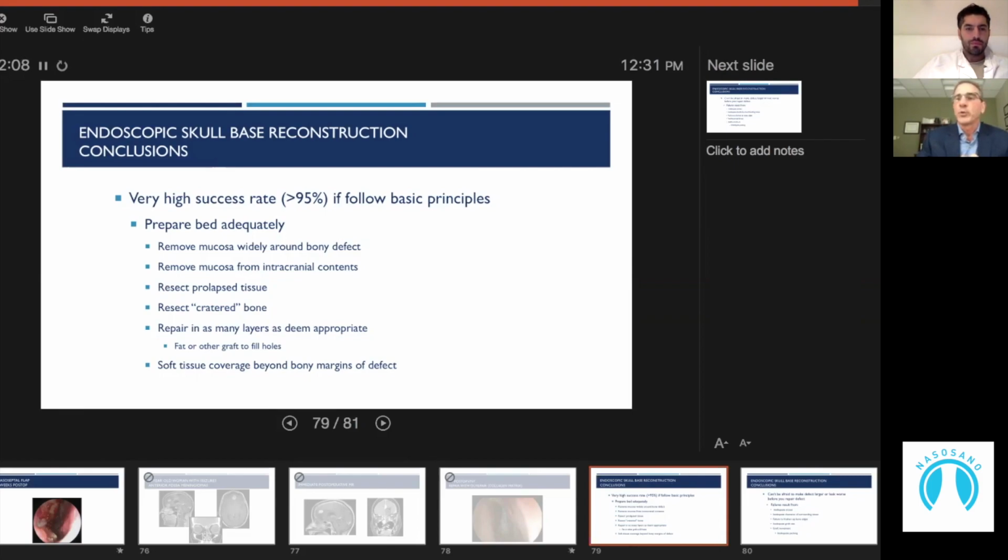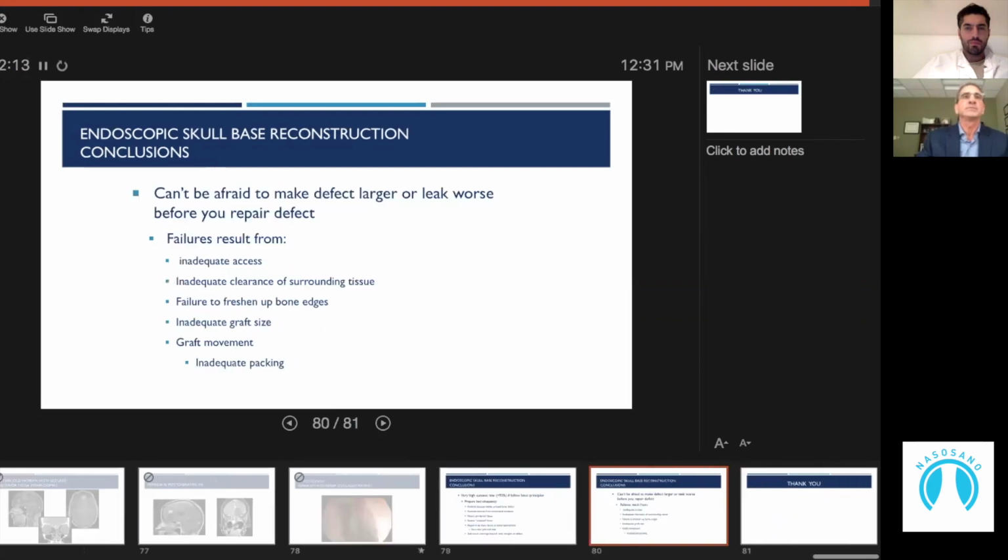The soft tissue reconstruction needs to extend well beyond the bone defect edges. We can't be afraid to make the defect larger. If you're afraid to make it larger, you're going to fail. If you're afraid to take a non-leaking defect and make it into a leaking defect, you're frequently going to fail. And the failures come from inadequate access, not clearing the mucosa adequately, not freshening up the bone edges, not having a large enough graft, or not packing appropriately and allowing the graft to move.